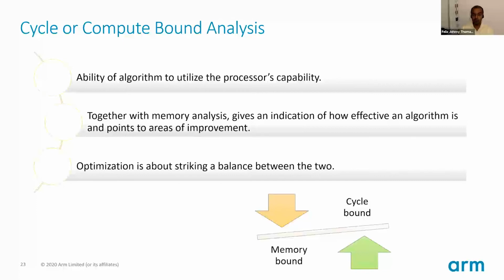For that, we turn to cycle or compute bound analysis, which complements memory bound analysis to give a fuller picture. You can think of this as the ability of the algorithm to utilize the processor's capability. And if you want to think about a real world scenario, it is the relation between a supply chain and a manufacturing plant. You want your supply chain to bring in raw materials as fast as your manufacturing plant can consume them, and you want to do it with the least amount of trips as well. And optimization is about striking a balance between the two.